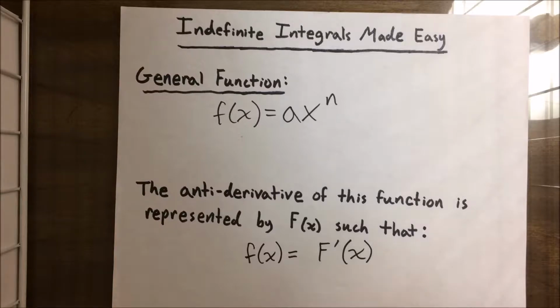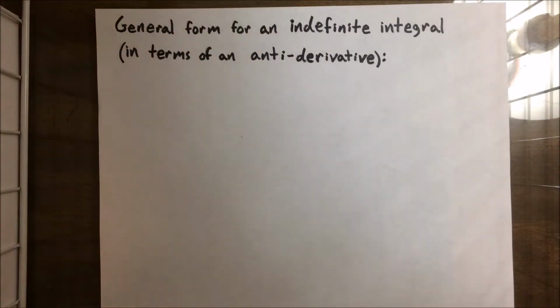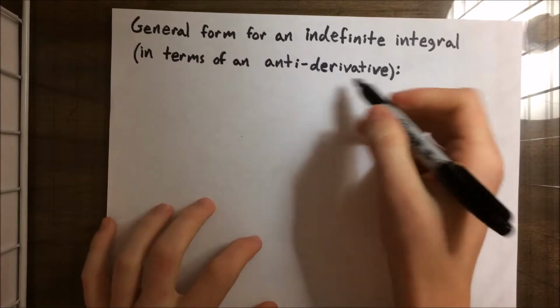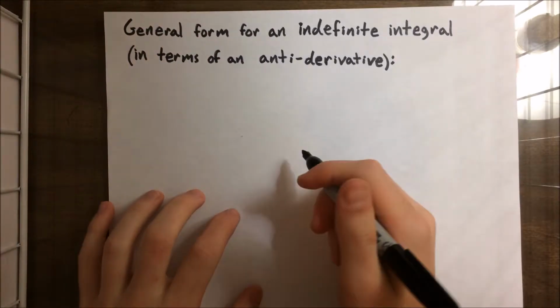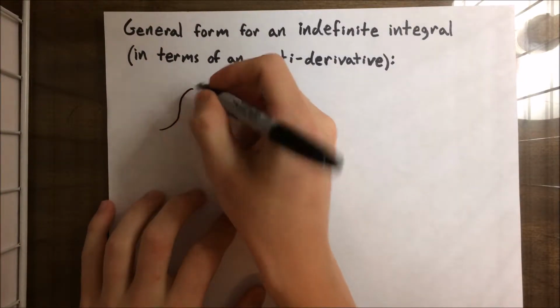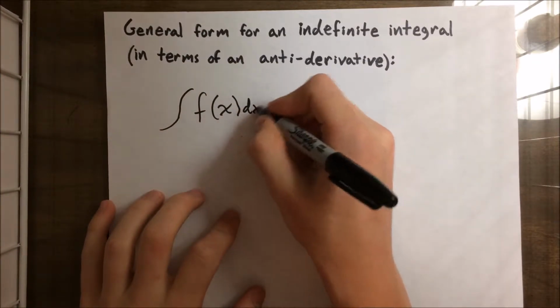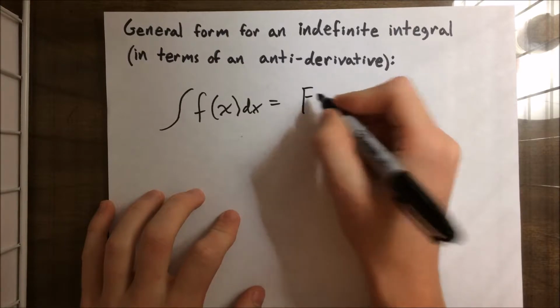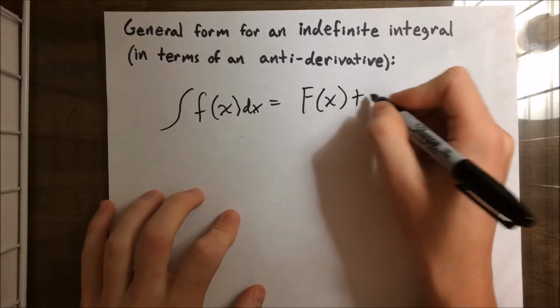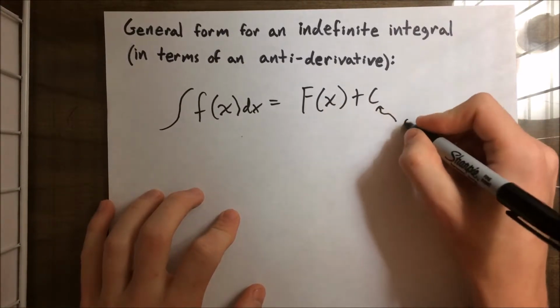So when you're taking an integral, the general form is going to be more like this, in terms of the antiderivative, capital F of x. So the integral of f of x dx is equal to capital F of x plus c, where c is a constant.